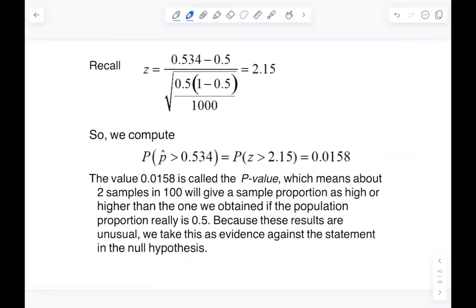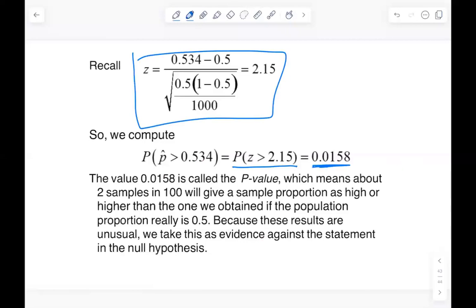So instead of using this, I'm going to look at the probability that my z-score is greater than 2.15, and I got this. This means that only 2 samples in 100 would give a proportion as high as this. Because that's very small, less than 5%, the p-value tells us the probability is unlikely and we would reject the null.